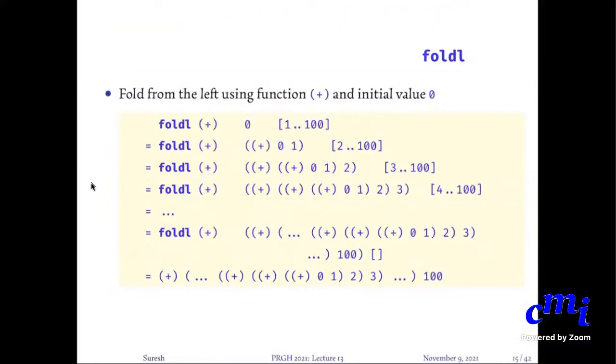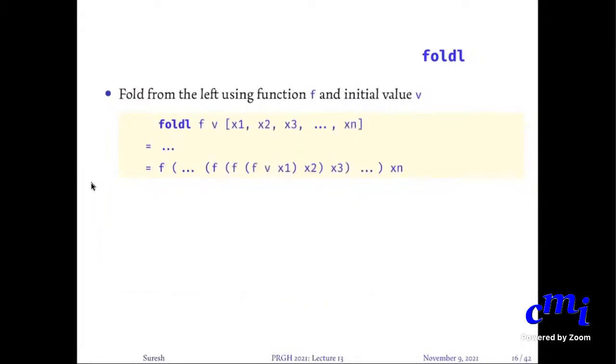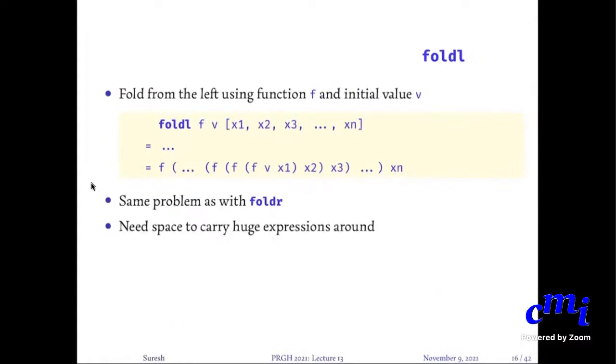Like, fold L from the left of 1 to 100 using initial value 0 and plus, you will eventually get a huge expression like this, which will then be converted to a number, over many steps. Same problem as with fold R. So therefore, you use fold L prime, which I introduced.